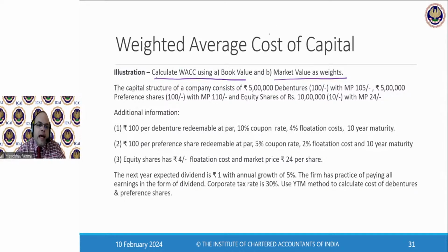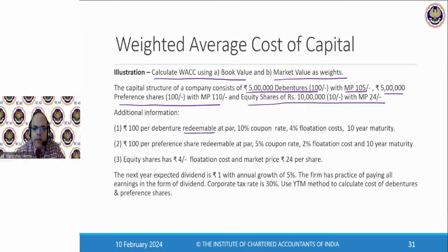Okay. So the capital structure of a company consists of 5 lakhs debentures with market price as 105, 5 lakh preference shares with market price of 110. Equity shares also are given along with the market price. Some additional information is given with respect to debentures. The preference shares are redeemable, and for equity shares, information is given with respect to the flotation cost and market price. The next year expected dividend is also given with annual growth of 5%. The firm has a practice of paying all the earnings in the form of dividend. Corporate tax rate is 30%. Use the YTM method.